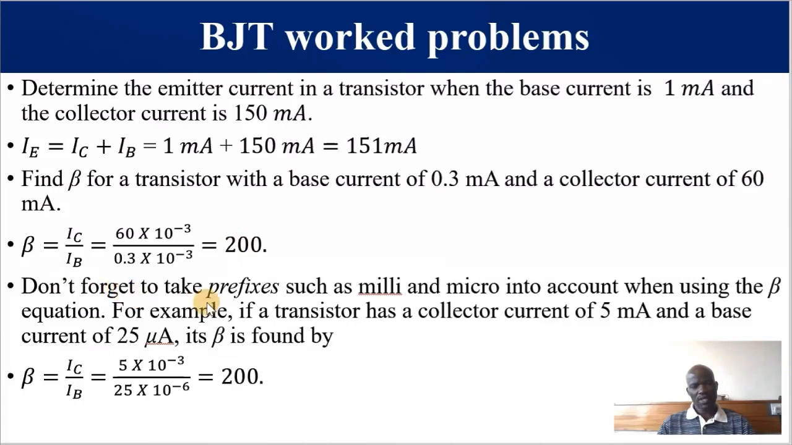Please don't forget to take prefixes such as milli and micro into account when using the beta equation. Like in this case, the emphasis is that you must be able to use your scientific calculator and to punch correctly. For example, in this case, collector current is 5 milliamps, but base current is equal to 25 microamps. So if you punch correctly, you must get a value of 200. And please take note, this has no units.